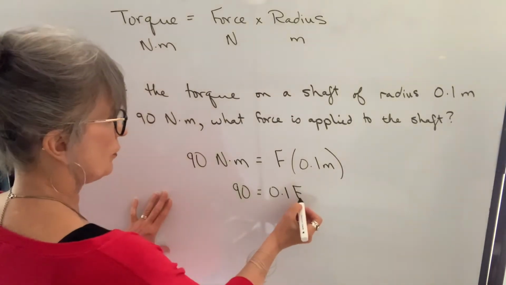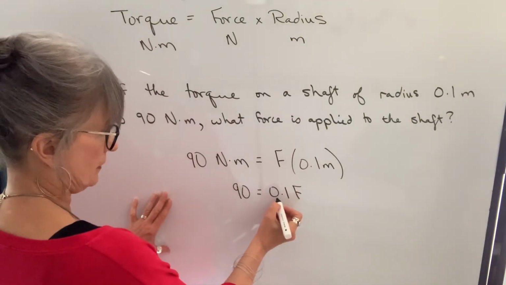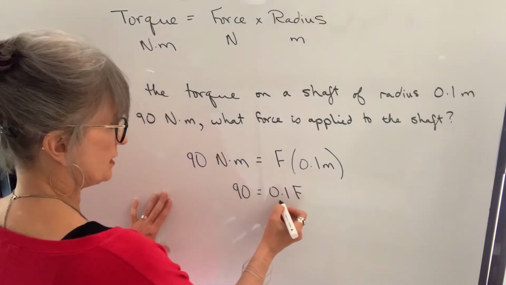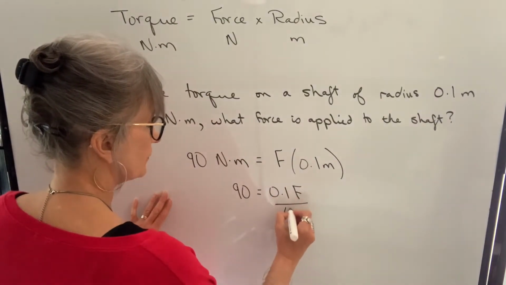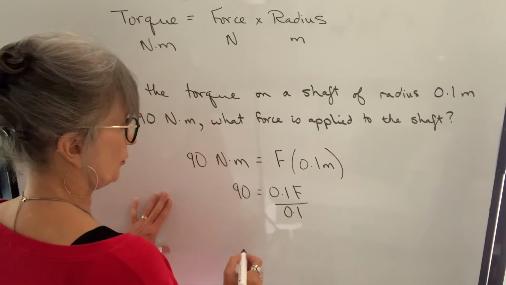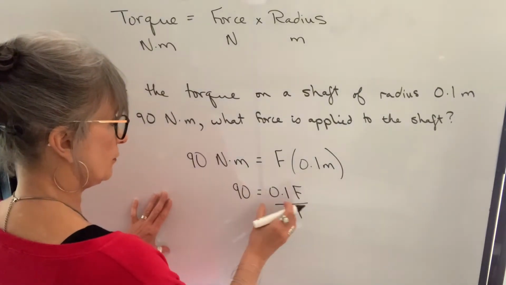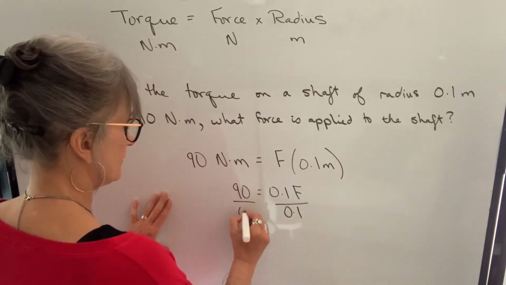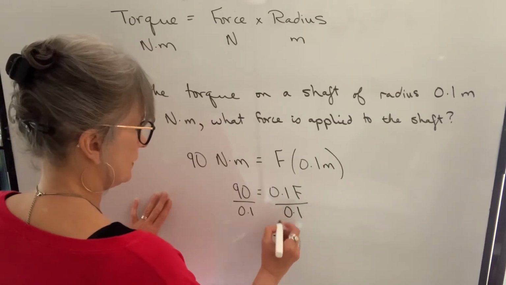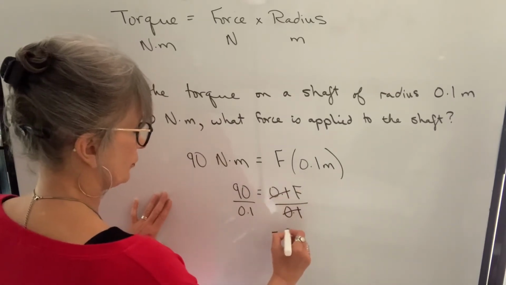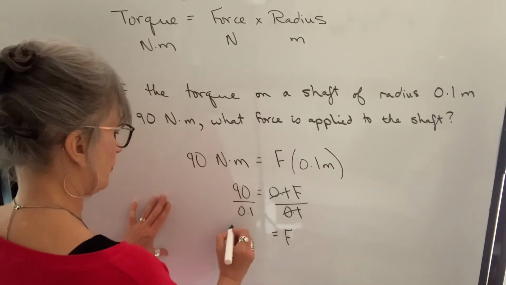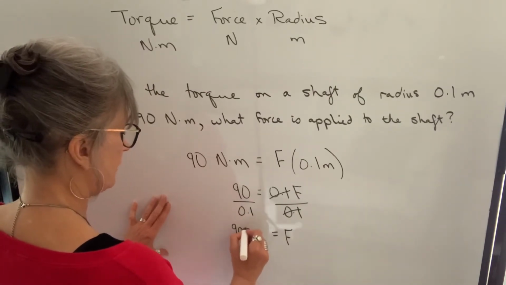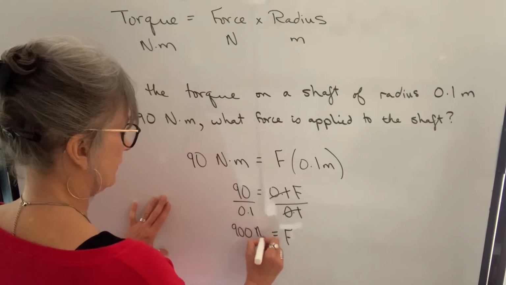And in order to solve for F, we need to isolate F, which means because it's being multiplied to 0.1, to eliminate it or isolate it, we need to divide by 0.1. Whatever we do to one side of an equation, we have to do the same thing to the other side. So it will cancel on the right side and we'll just simply be left with F. On the right side, 90 divided by 0.1 is 900, and that's force in newtons.